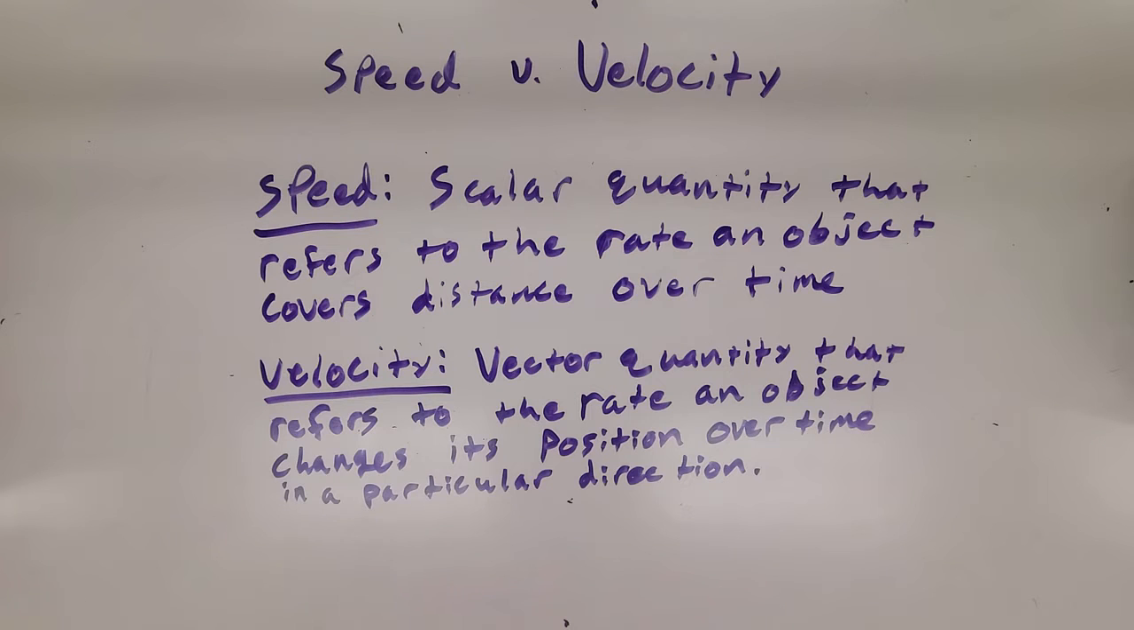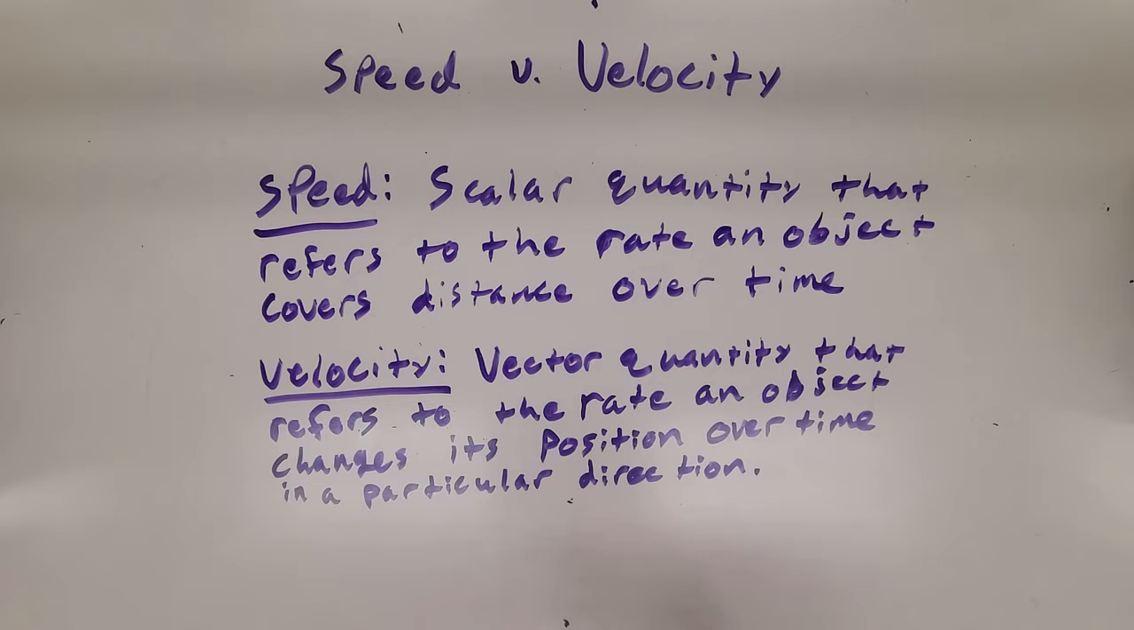The physics definition we're going to work with is: speed is a scalar quantity that refers to the rate an object covers distance over time. Whereas velocity is a vector quantity that refers to the rate an object changes its position over time in a particular direction. We talked about scalar versus vector quantities in another video.